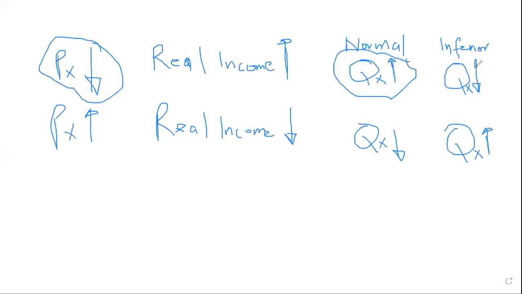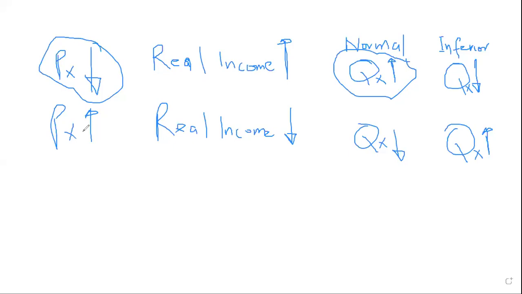Then you come to inferior. Price has fallen, quantity has fallen because the commodity is an inferior good. Now look at the direction. This comes down, this comes down. So there's a direct relationship. Again, it is a positive relationship because the price of X has fallen, the quantity of X will fall if X is an inferior good. So you see a positive relationship.